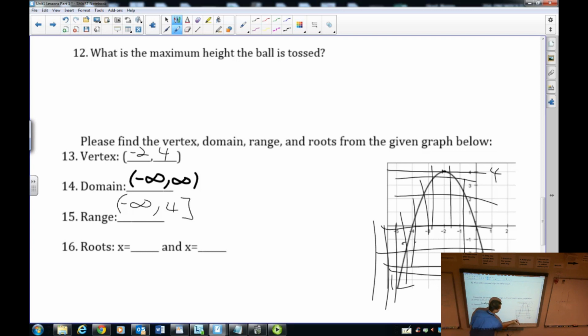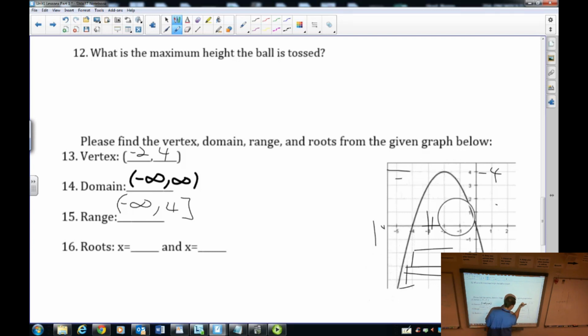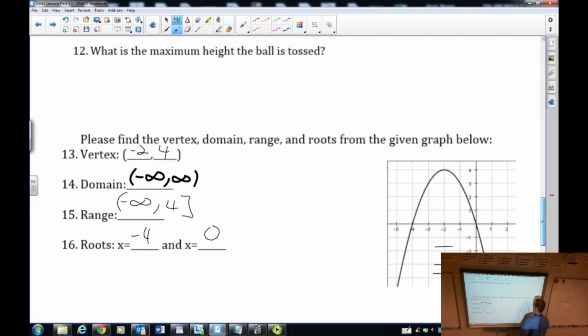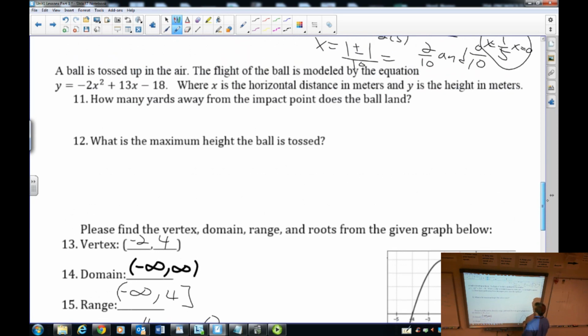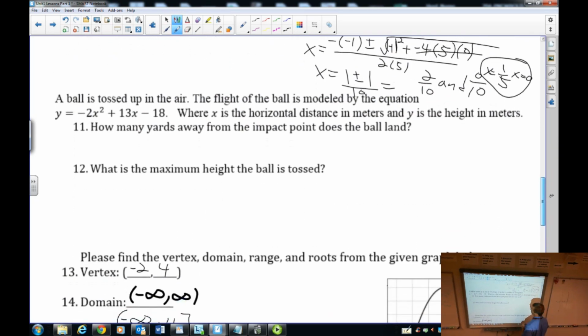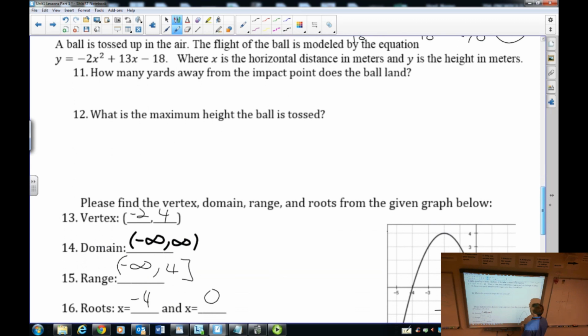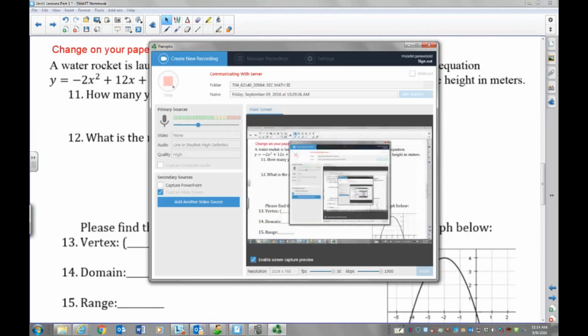Okay, then the roots, let's check out where it crosses there. So then the roots cross, it looks like, at negative 4 and 0. Okay, now let's go back up to this one, because I'm sure you're wondering about this one. Okay, so then for this one, number 11.